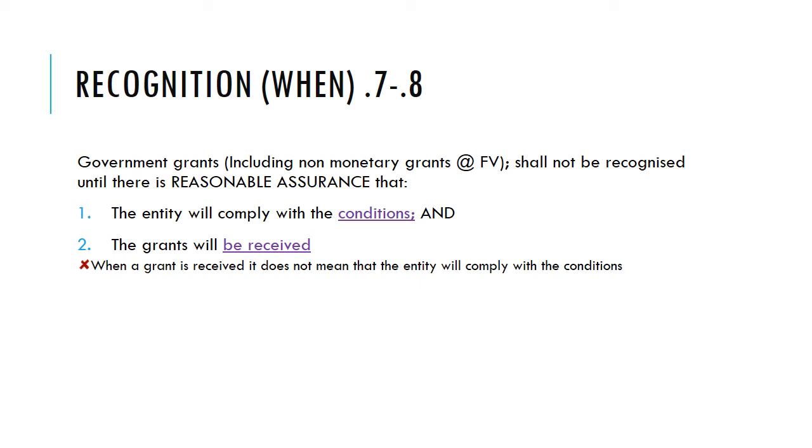Then when a grant is received, it does not mean that the entity will comply with the conditions. Okay, so when you receive a grant, you did not comply with the requirement that the entity has reasonable assurance that the entity will comply with the conditions. Therefore, you did not meet both criteria and you can't recognize a government grant in terms of IAS 20.